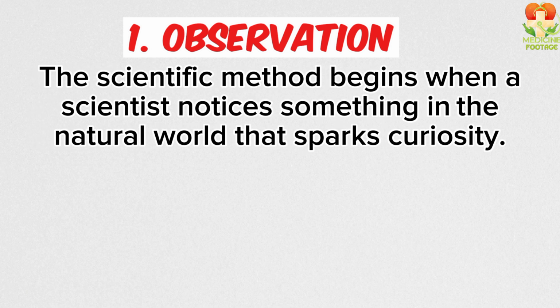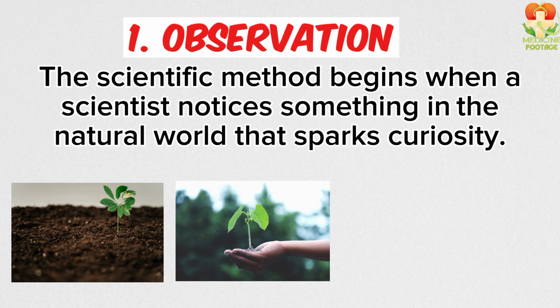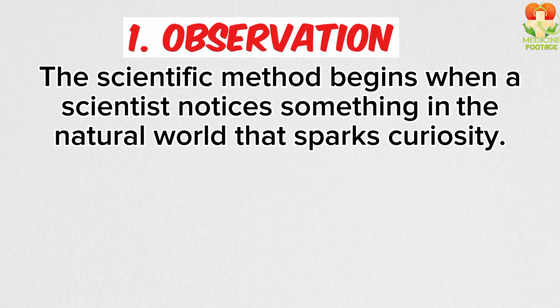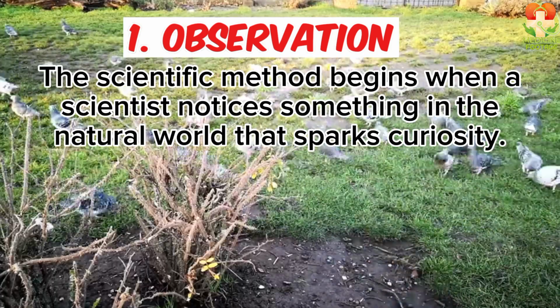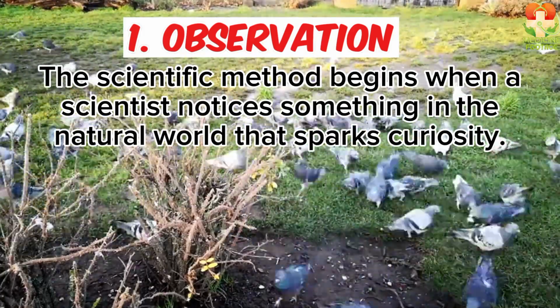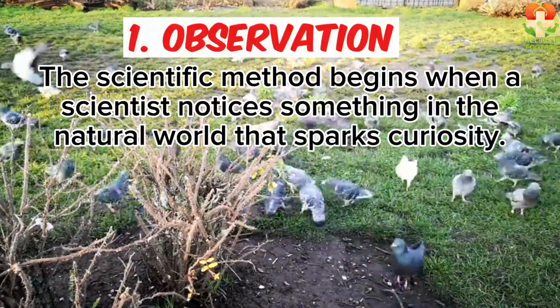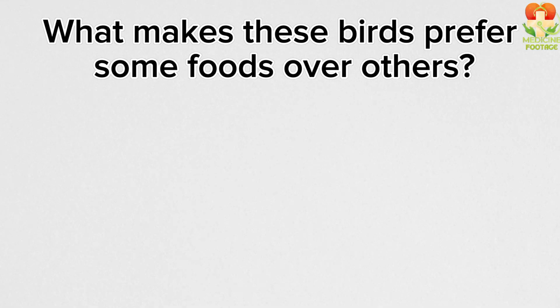1. Observation. It all starts with observation. The scientific method begins when a scientist notices something in the natural world that sparks curiosity. In biology, this could be anything from observing how plants grow in different conditions to noticing how certain animals behave in their environments. For example, let's say you are observing a group of birds in a park. You might notice that the birds seem to be attracted to certain types of food over others. This observation might lead you to ask, what makes these birds prefer some foods over others?